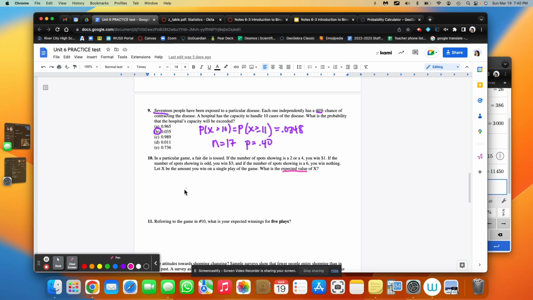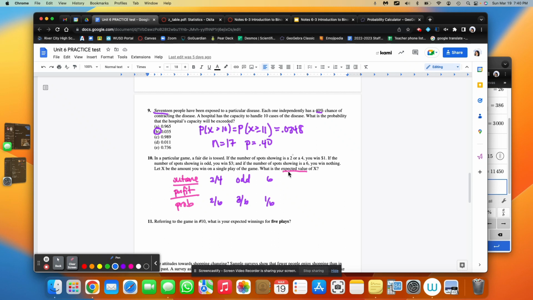So we're going to create a table here with outcome, profit, and probability. Let's write out the different outcomes. It says 2 or 4 is the first outcome, and the probability of rolling a 2 or a 4 on a single dice is going to be 2 out of 6. Odd is the next outcome, and there's 3 odds out of 6 total numbers. The last outcome is rolling a 6, and that probability is 1 out of 6.